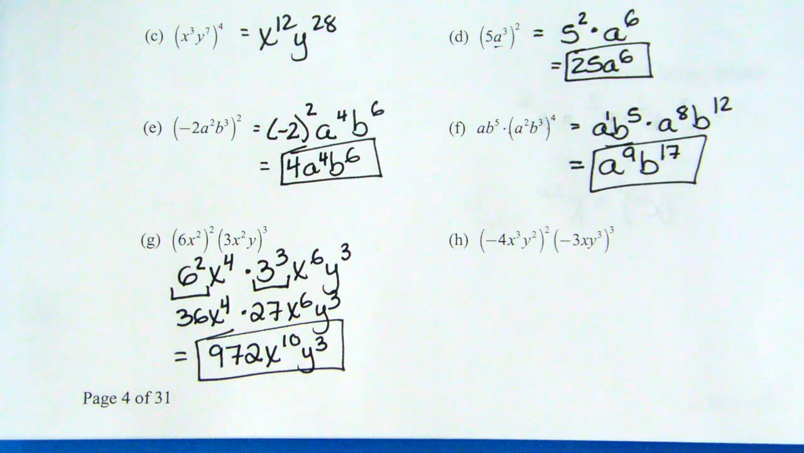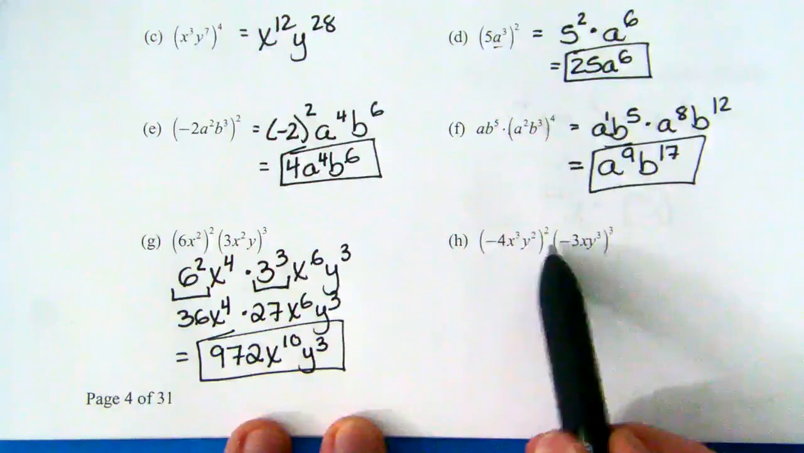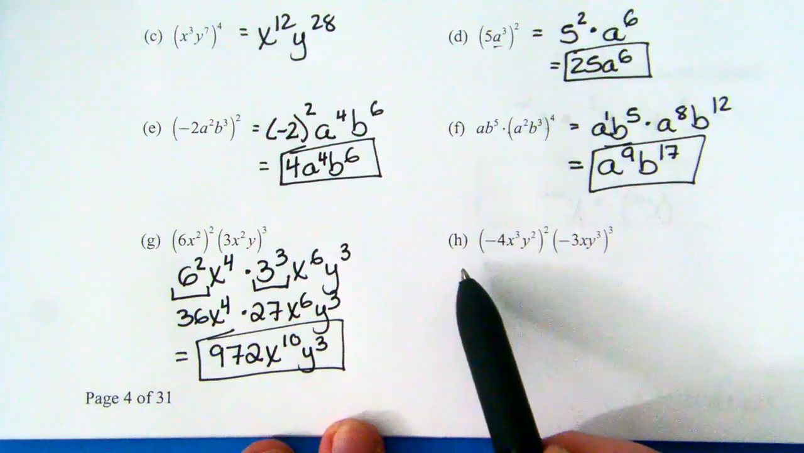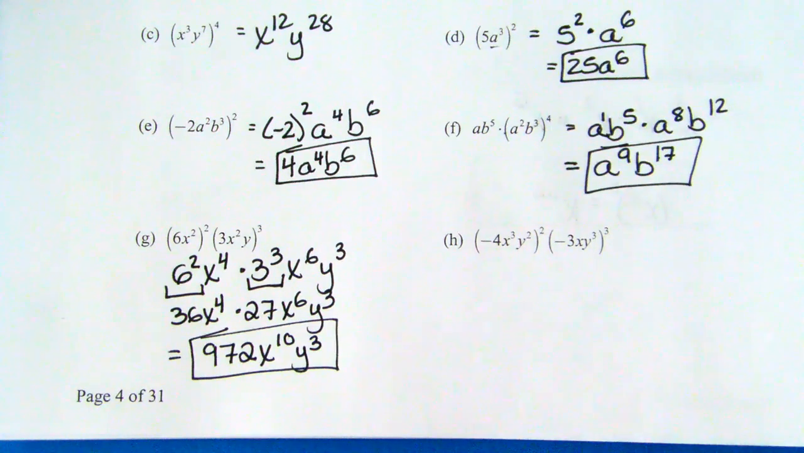I want to see if you can do h. H is about as tricky as they're going to get for right now. Remember, when you do -4 squared, make sure it's -4 in parentheses squared. See what you can do in h, and then I'm going to ask you for the number up front, the power on the x, and the power on the y.